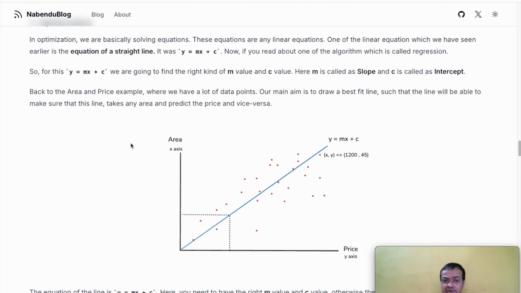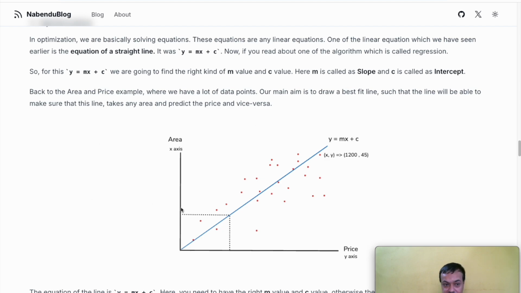These equations are any linear equation. One of the linear equations which we have seen earlier is the equation of a straight line, y equal to mx plus c. Now, if you read about one of the algorithms called regression, for this y equal to mx plus c, we are going to find the right m value and c value. M is called the slope and c is called the intercept.